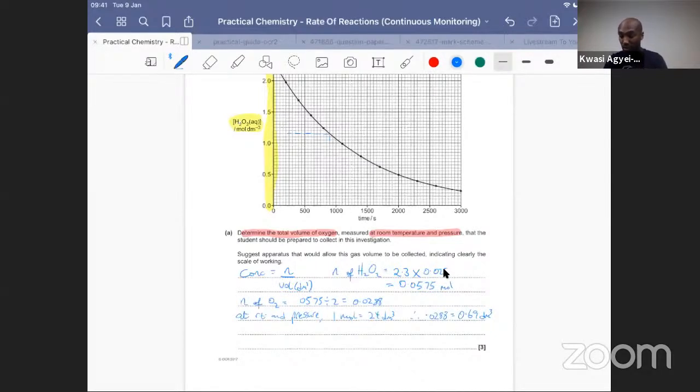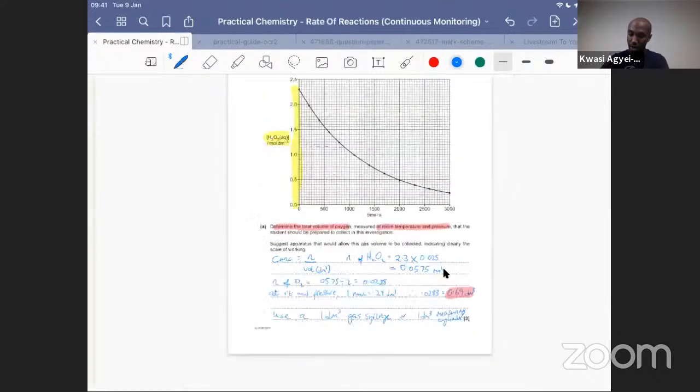And we're asked to suggest the apparatus that would allow this gas volume to be collected, indicating clearly the scale of working. Because if we're going to be making this much oxygen, then we would want to use a 1 dm cubed gas syringe, maybe, if that can be obtained, or perhaps a 1 dm cubed measuring cylinder. You'd fill that measuring cylinder with water, of course, and then the gas would displace the water. Okay, so that's a good start to the question.